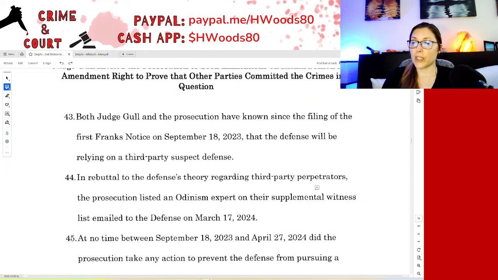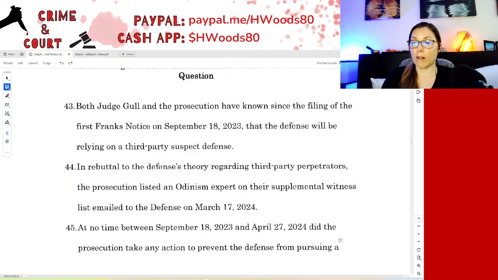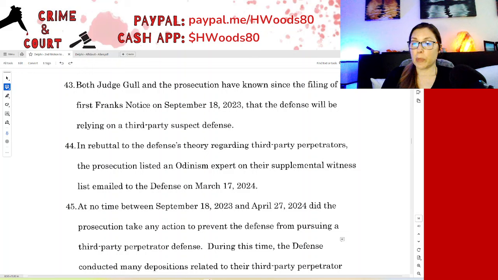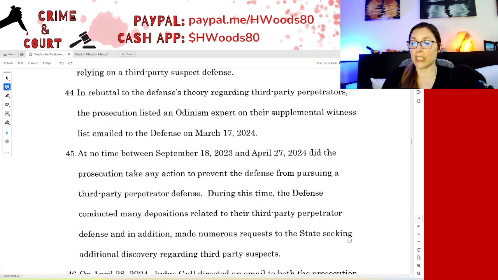Both Judge Gull and the prosecution have known since the filing of the first Franks notice on September 18th, 2023, that the defense will be relying on a third-party suspect defense. Exactly. You've known about this since September, and now the prosecution wants to limit them from talking about third-party culprits at all. Number 44, in rebuttal to the defense's theory regarding third-party perpetrators, the prosecution listed an Odinism expert on their supplemental witness list emailed to the defense on March 17th.